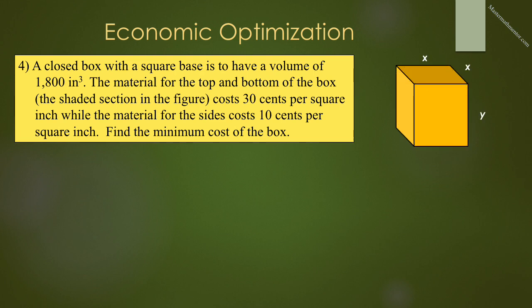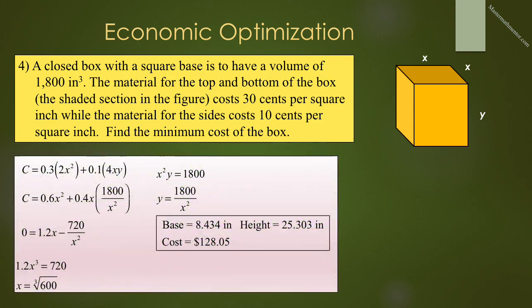The figure is as shown. The base, both top and bottom, have sides of x, while the height will be y. We will not generate a chart for this problem as it is too time consuming. By now we should be able to write our equations. The area of the top and bottom are each x squared, and the area of the sides are each xy. So our cost is 0.3 times 2x squared plus 0.1 times 4xy.